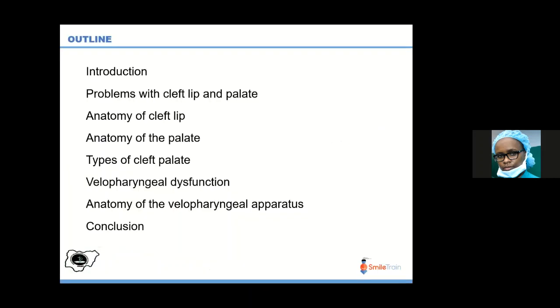This is the outline I'll be using: introduction, a brief look at the problems with cleft lip and palate, the anatomy of the cleft lip, anatomy of the palate, the types of cleft palate, velopharyngeal dysfunction, the anatomy of the velopharyngeal apparatus, and conclusion.